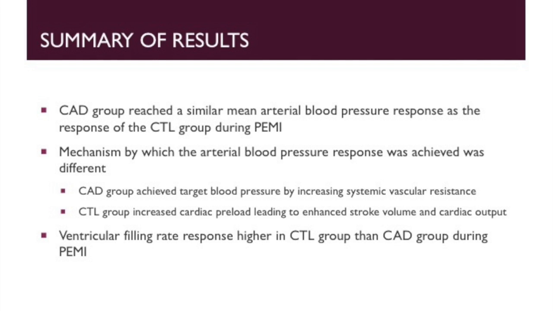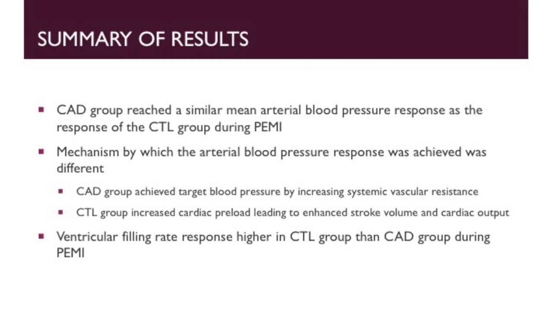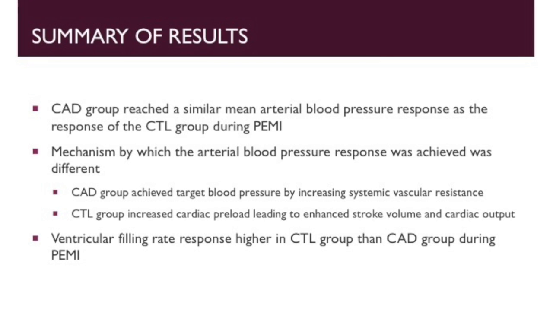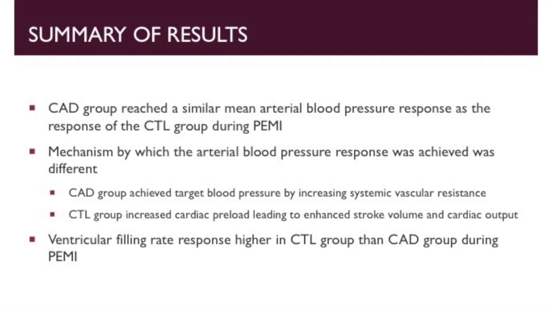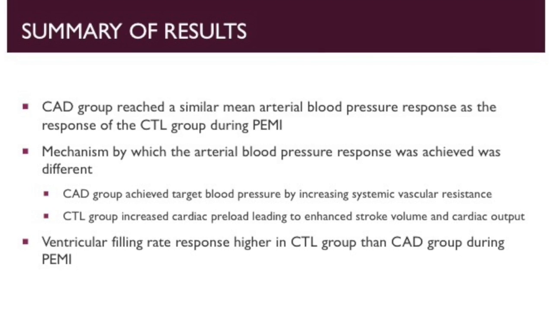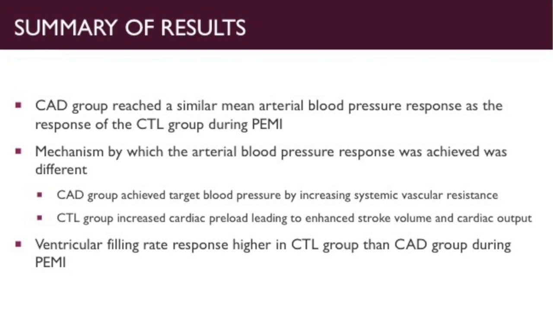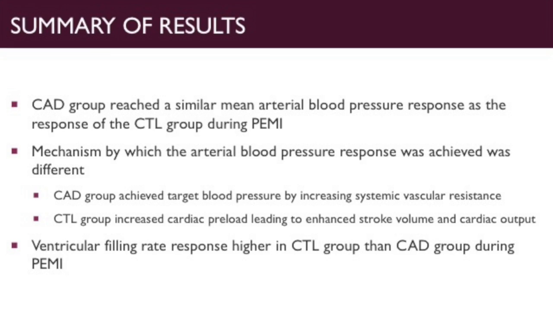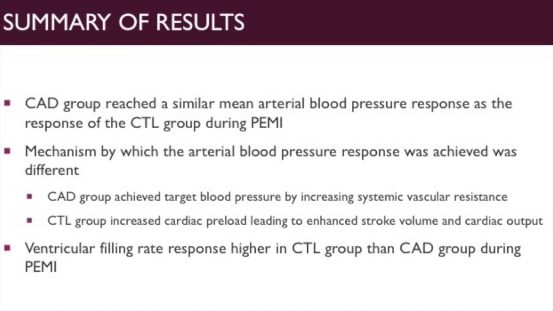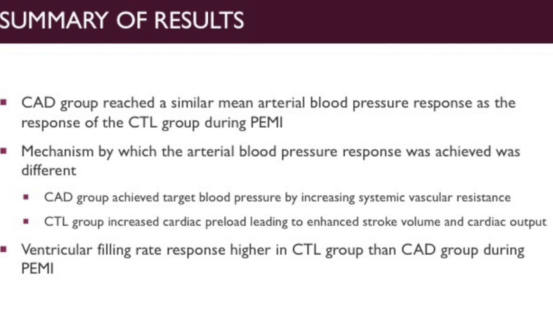To summarize the results that were just presented in the figures, overall the researchers found that the coronary artery disease group reached a similar mean arterial blood pressure response to that of the control group during the PEMI test. However, the mechanism by which this arterial blood pressure response was achieved was actually different between the two groups. The coronary artery disease group achieved target blood pressure by increasing the systemic vascular resistance, while the control group increased the cardiac preload, leading to an enhanced stroke volume and enhanced cardiac output. Additionally, the researchers also found that the ventricular filling rate response was higher in the control group than it was in the coronary artery disease group during the PEMI test.